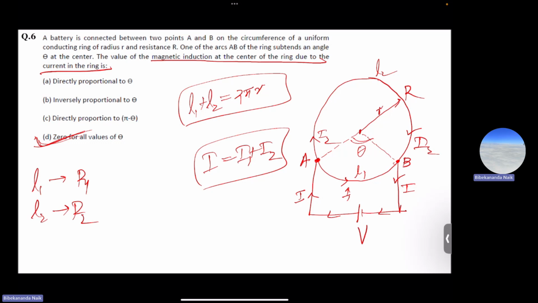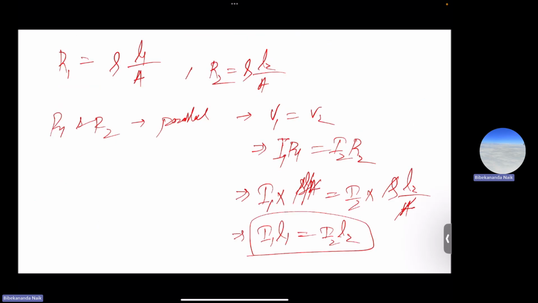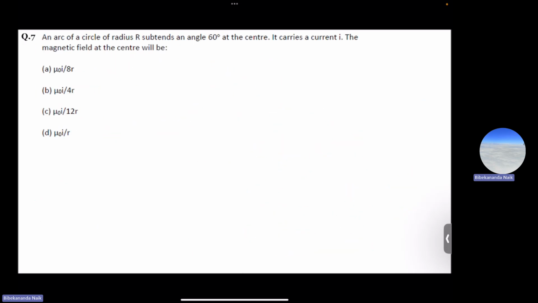So the correct option is option D, this one. Now we move to question number 7. Question number 7 says an arc of a circle of radius r subtends an angle 60 degree at the center. It carries a current I. The magnetic field at the center will be.